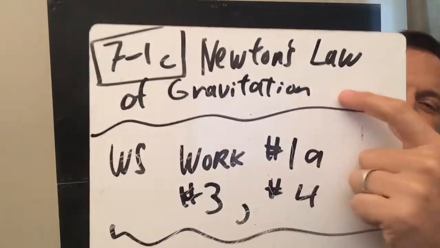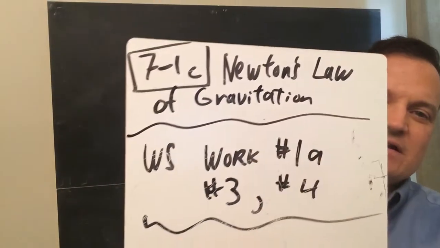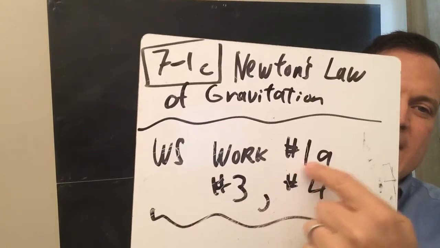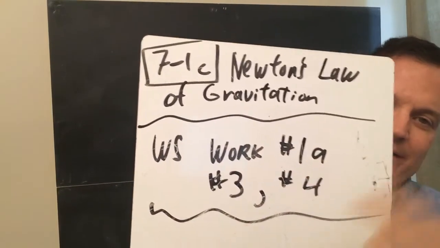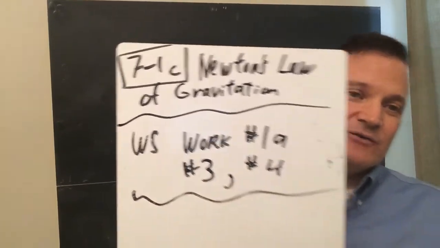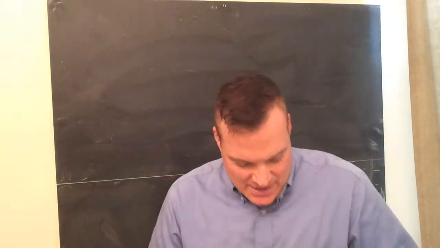7.1c, Newton's Law of Universal Gravitation, worksheet. Do number 1A only. You can do B if you want, number 3 and number 4. If you really want to do number 2, you can, but it's not really necessary.